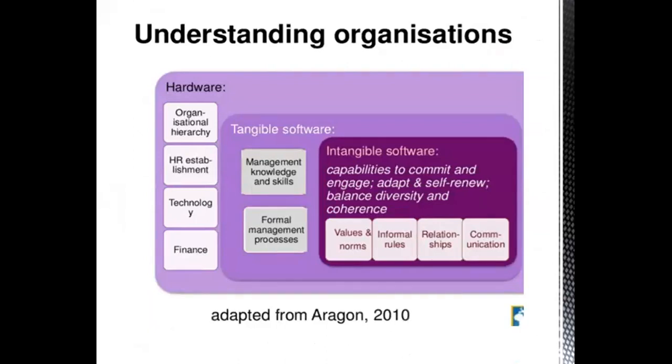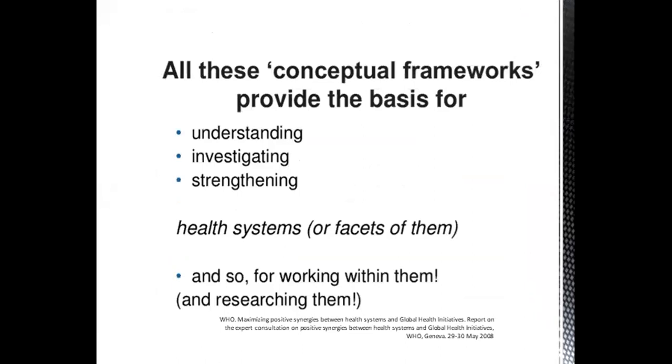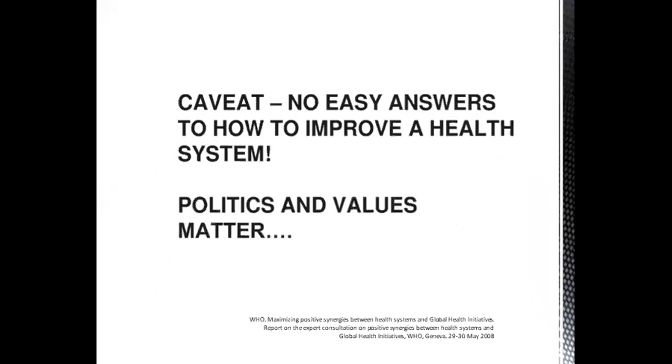And intangible software include capability to commit and engage, adapt, self-renewal, balance, diversity, and coherence. Values, norms, informal rules, relationships, and communication. Therefore, all these conceptual frameworks provide the basis for understanding, investigating, and strengthening the health system or facets of it, and so for working within and researching them. It is a caveat that there is no easy answer on how to improve health as a system.